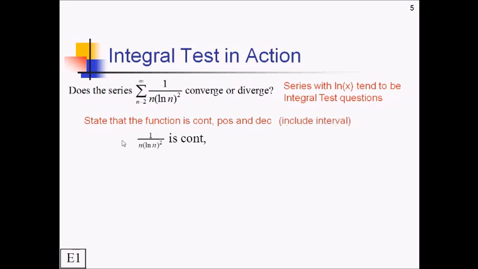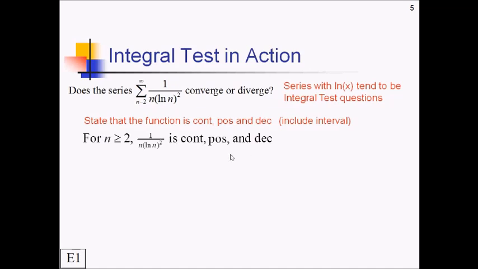So I'm going to go back here and say for n greater than or equal to 2, this function is continuous because at 2 we don't have any asymptotes. It's also going to be positive because if you're plugging in 2 and numbers bigger than that, you're just taking positive numbers and keeping them positive. And it's also going to be decreasing because your denominator keeps getting bigger and bigger as we go. So given all this, we're allowed to use the integral test.